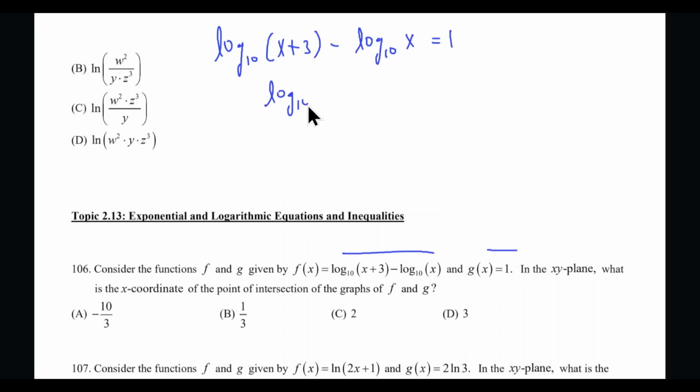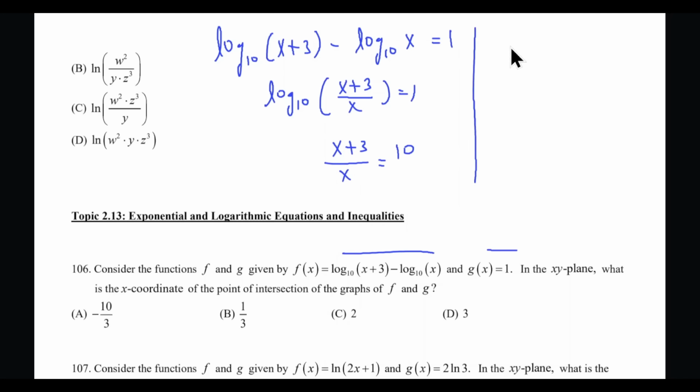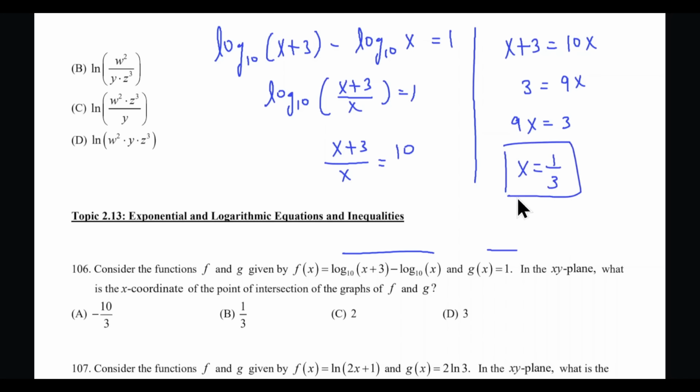Log a minus log b is log a over b, which is equal to 1, which means that (x plus 3) over x is equal to 10 to the 1, which is 10, which means that x plus 3 is equal to 10x, which means that 3 is equal to 9x, which means that 9x is equal to 3, which means that x is 3 over 9 or 1 over 3, which has to be option B.